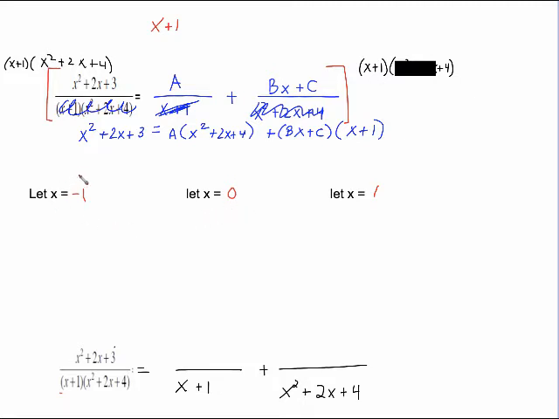So now I just need to go through all this arithmetic. I'm putting negative 1 in for all of these x's. And then you just got to be careful with your arithmetic. So negative 1 squared, that's a positive 1. 2 times negative 1 is negative 2, plus 3 is going to give me 2 equals. Come over here, negative 1 squared is 1. 2 times negative 1 is negative 2, plus 4. This is in parentheses. 1 minus 2 plus 4 is 3, times a gives me 3a.